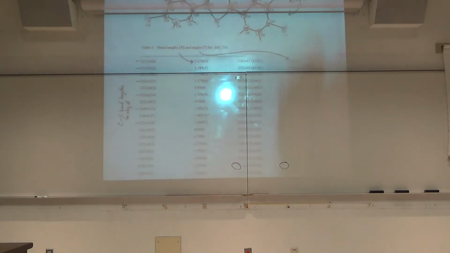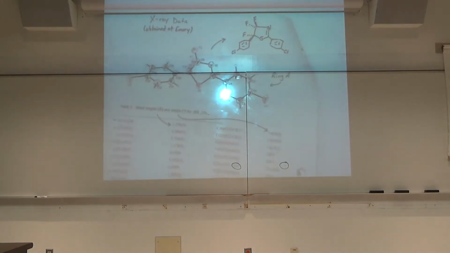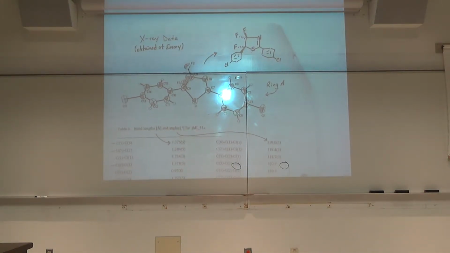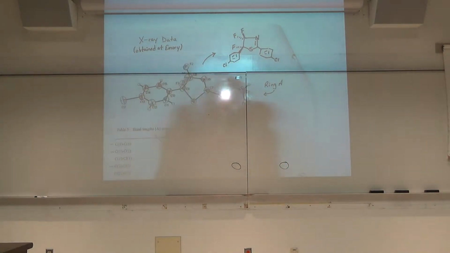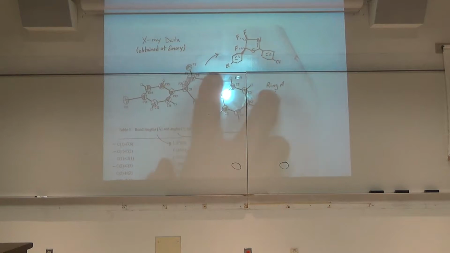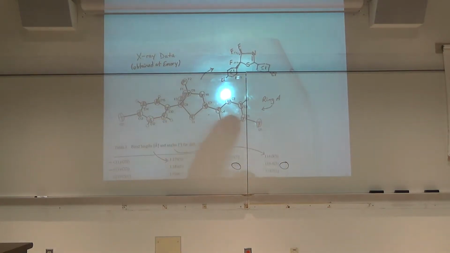I mentioned X-ray crystallography. Here's just an example of that. You don't see that much of that in the undergraduate curriculum. This is a compound we made in the research lab. We got X-ray, it was done at Emory. It contains 2 aromatic rings here. So this is an actual view of the compound.